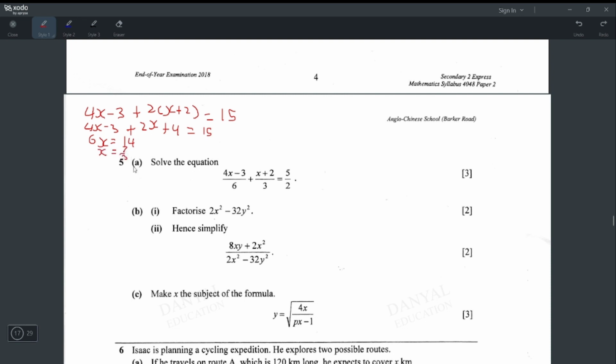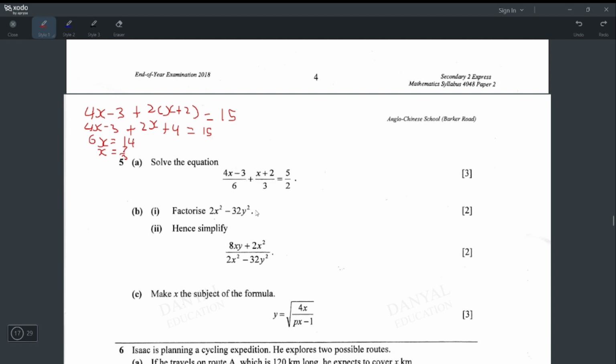7 over 3. So from here, I simplified each part independently. For the terms that have x, I added them together independently from the constants. So minus 3 plus 4 becomes 1, and then the 1 I moved into the right side so that it becomes 15 minus 1, which is 14.